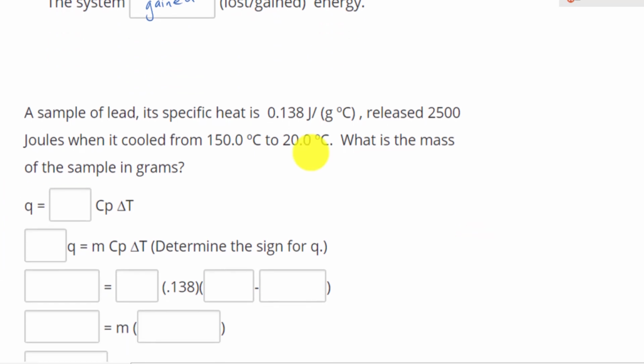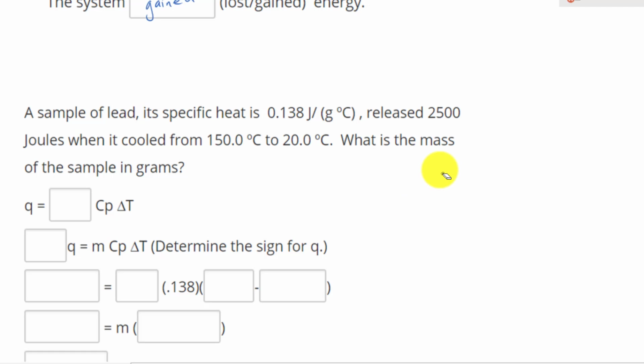Let's try another problem. A sample of lead, its specific heat is 0.138 joules, again over gram times Celsius, releases 2,500 joules when it cooled from 150 degrees Celsius to 20 degrees Celsius. What is the mass of the sample in grams? So this is a hypothetical problem. And again, we are using the same equation, Q equals mcΔT.